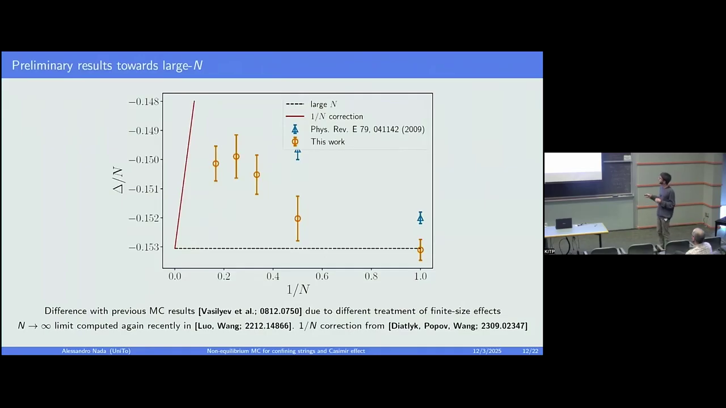And also you can look, of course, at the n to infinity limit, which was computed a few times, also quite recently by Lu and Wang, which is the dashed black line, and also the 1 over n correction, which was also computed recently, and it is this line here. And you might say that we are kind of approaching the large n behavior. Okay.